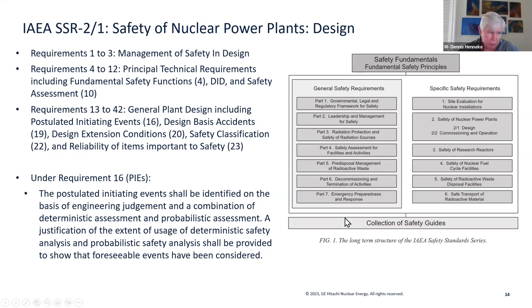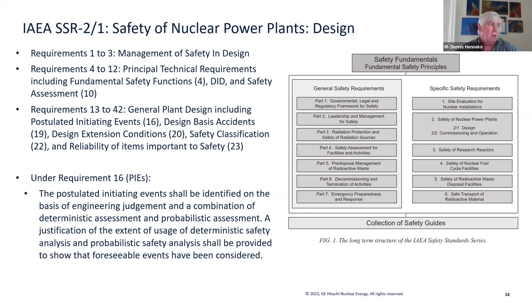So you see the general safety requirements here. First are the general safety requirements documents, and then there are specific safety requirements in a series of documents, including the one that drives the safety case evaluation and design, which is SSR 2-1, Safety of Nuclear Power Plants: Design. Now, SSR 2-1 has a series of requirements, and they are a series of shall statements with sometimes explanatory material underneath. Requirement 1 is the major, high-level requirement for management of safety in design. Requirements 4 to 12 are the principal technical requirements, which include the fundamental safety function development. That's requirement 4, defense in depth, and safety assessment, requirement 10.